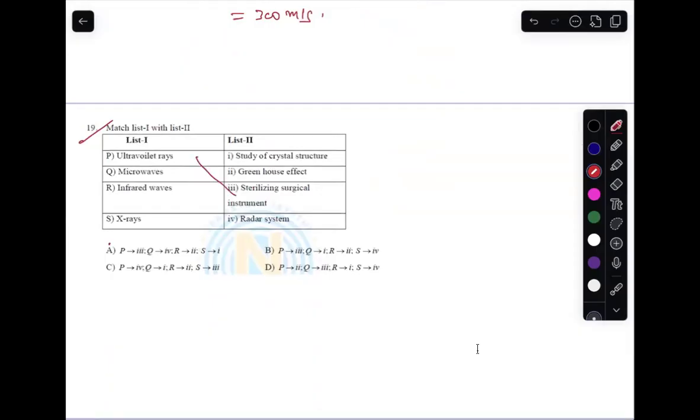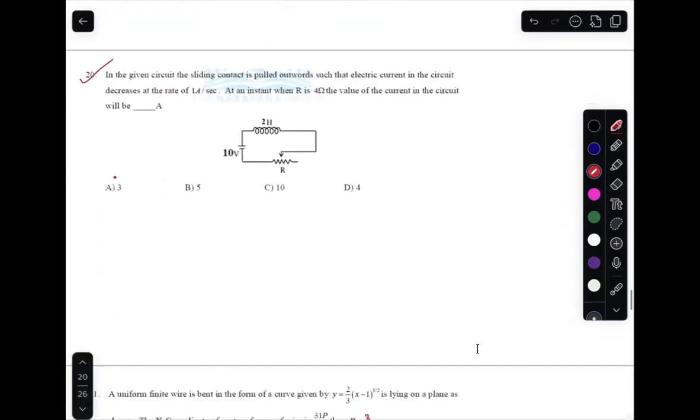Ultraviolet rays for sterilization. Corona time, everyone knows this. Infrared rays, X-rays is for study of crystal structure. S1, P3, P3, S1. Okay, this is the only option. I don't even require to check.